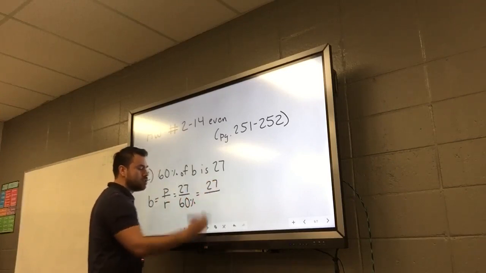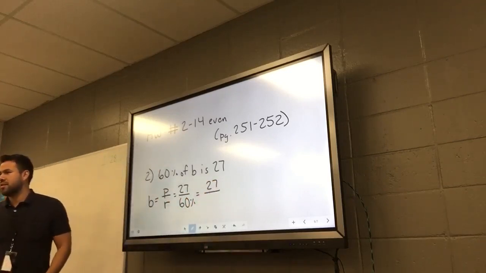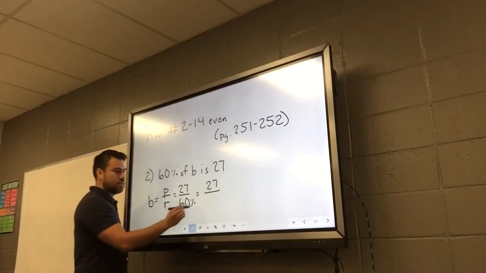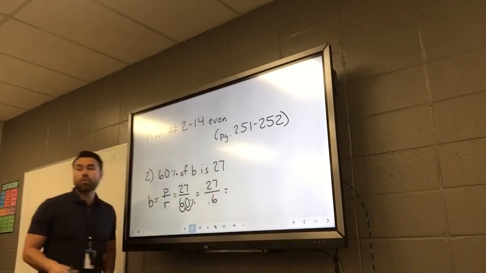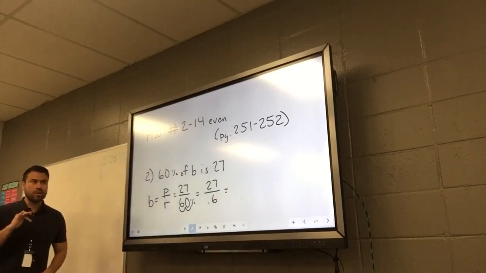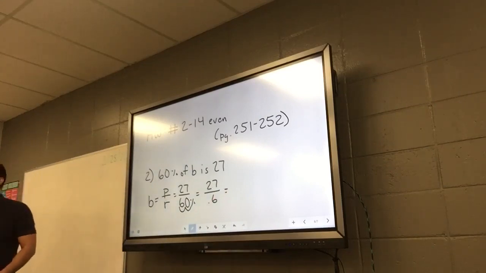And do you want to just use 60% the way it is? No, you have to move the decimal. So it's 0.6. So just go ahead. I'm not going to work it out with you. I want you to work it out, but it's 27 divided by 0.6.